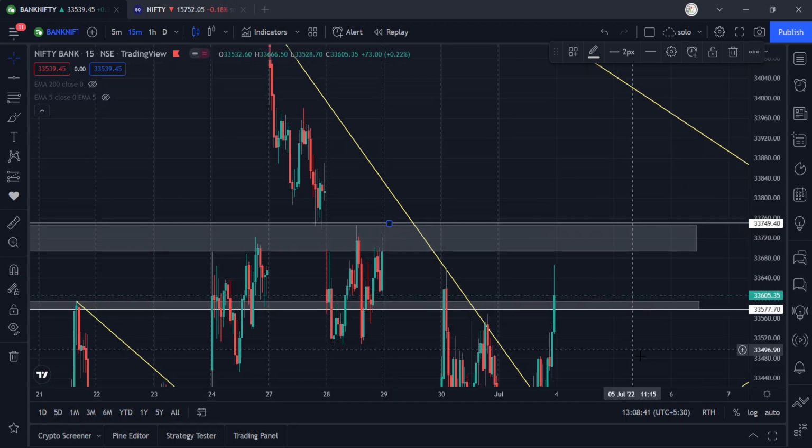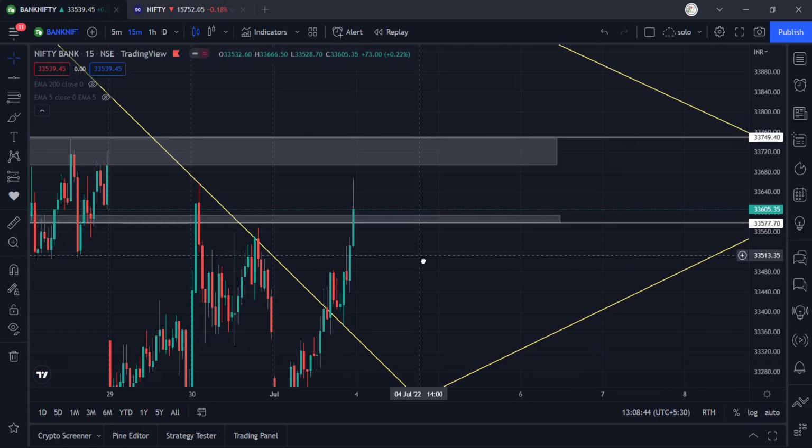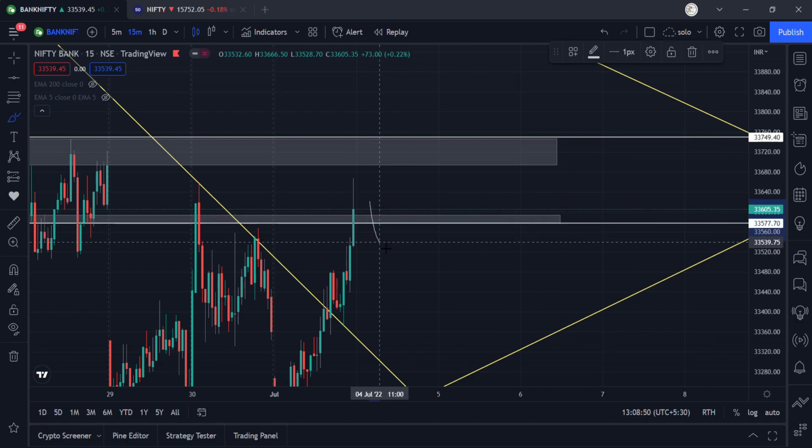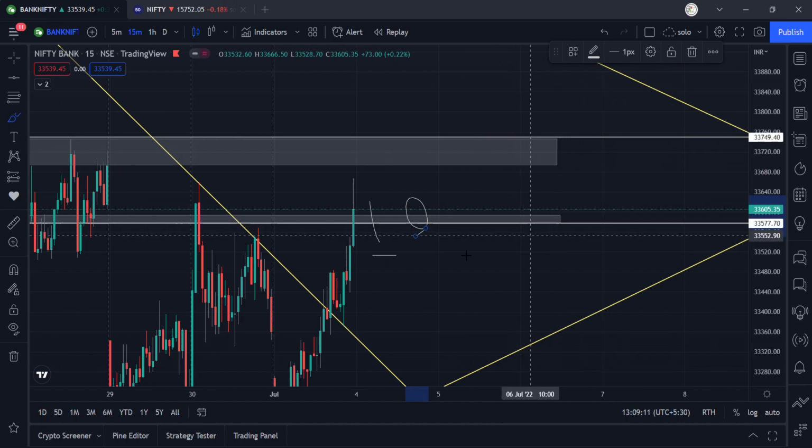So if the market breaks this down, 33,577, or opens below this 33,577, then take your trade over here based on this support, I mean resistance itself. After opening down, it will be a resistance, right? Take your bearish trade at this zone of 33,577. This will be your bearish entry.